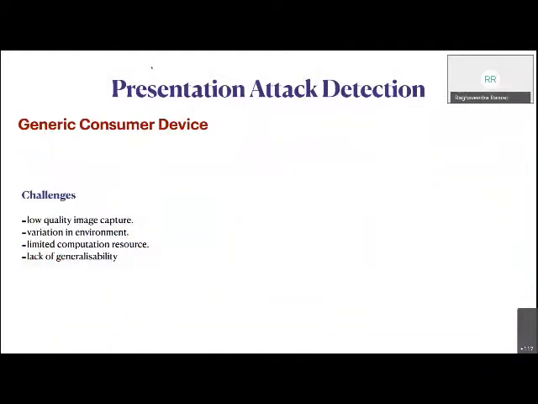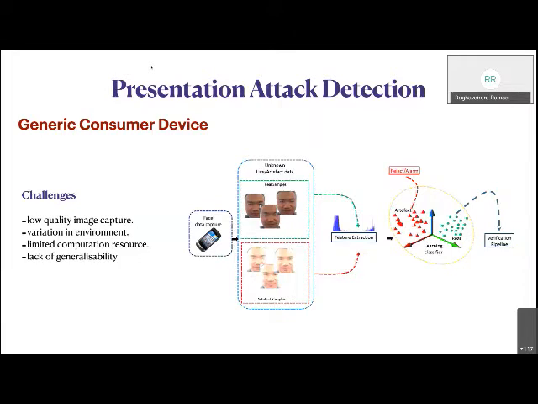So I will start with the generic consumer device. As we try to scale our problem more towards customer-based devices, there are several challenges we come across. When we talk about the smartphone, we need to consider smartphones available from the lowest price to the highest price. So our solution must be scalable across all kinds of smartphones, and also scalable for the different kinds of computation we have.